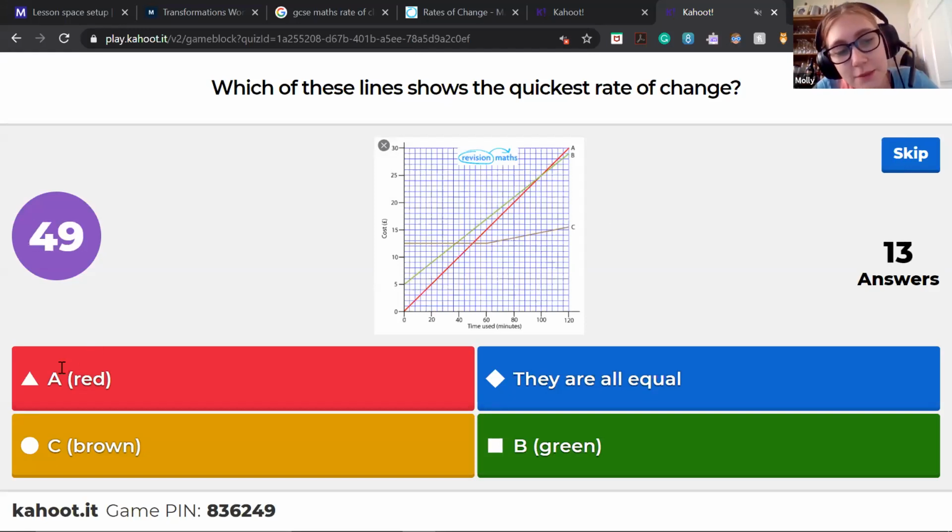Do you like how I tried to match up the colours with the colours of the options? I'm pretty proud of that, so, you know.